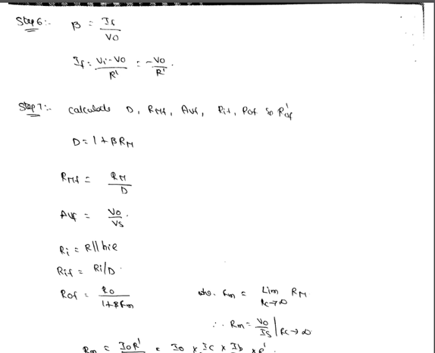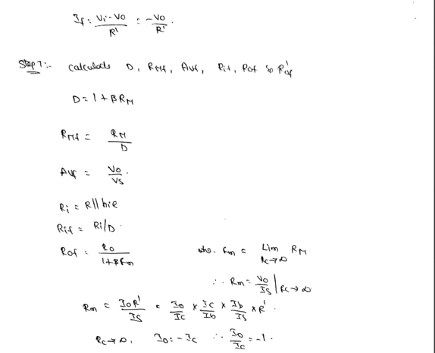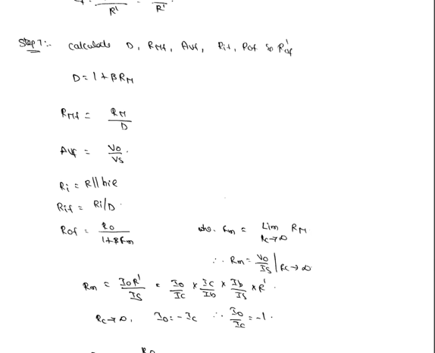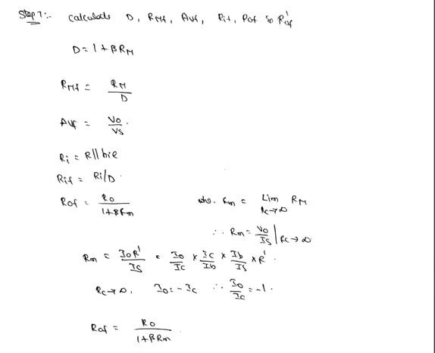So these are your calculations of the remaining parameters. RIF is RI by D, the D sensitivity. R naught F is equal to R naught by 1 plus beta Rm.